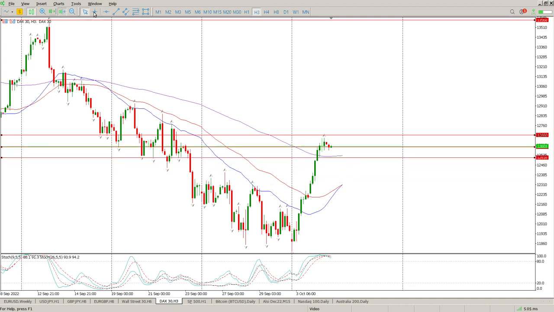I'm just going to put a couple more levels in, and we'll get to them when we're on the lower time frames. But that is probably the zone. If I go back to the left again on the daily or the weekly, you'll see that is the zone where majority of support and resistance has happened over the last couple of years.